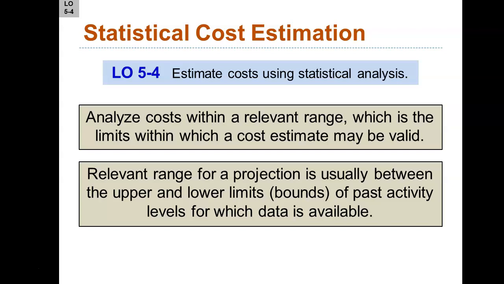So when we're using statistics, we are going to be analyzing costs within our specific range of activity. We want to be able to determine our lower and upper bounds. What are the parameters within which we're going to stay? Okay, that's going to be our relevant range: how we're going to state our upper and our lower and what's in between.